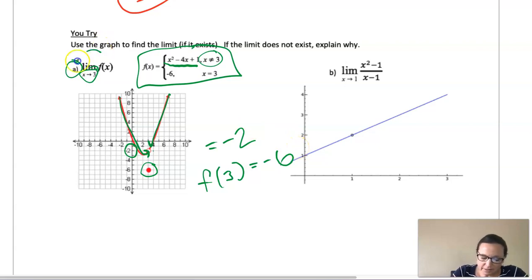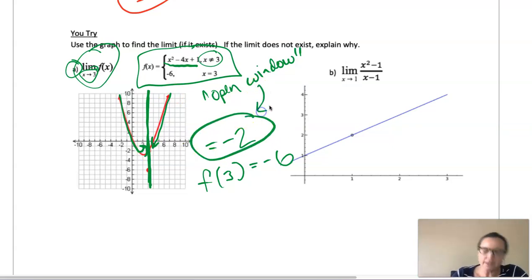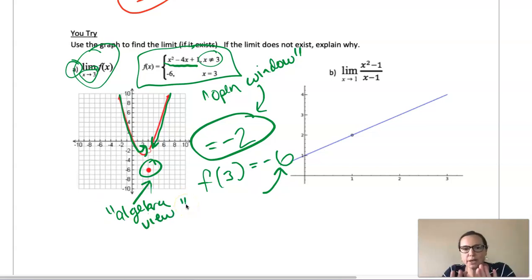But remember, the limit that we're looking for is the open window view that we saw earlier, where we're ignoring what actually happens at 3. So there's kind of like this window pane, right? And we're only looking at what the y values are doing to the left and right of x equals 3. Oh, they're approaching -2. So this is our limit. This is the open window view. This value down here at -6 would be the algebra view, the view where we close the window and all we can see is what's happening on the graph of the function at x equals 3. So that would be -6.